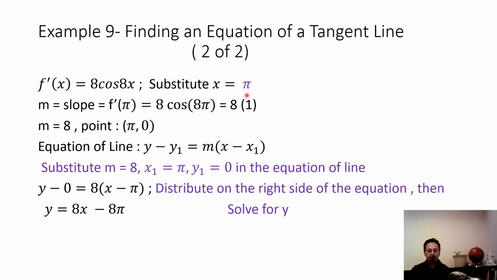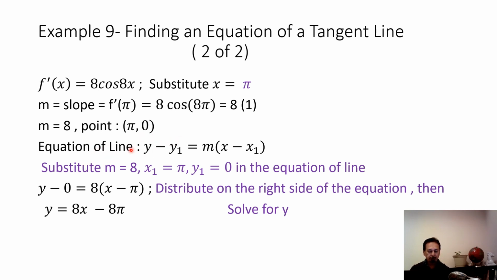So now we'll substitute x equals pi. So this becomes f prime of pi equals 8 times cosine 8 pi. And cosine 8 pi is 1. You can put it in the calculator. So it becomes 8 times 1, which is 8. So that's the slope. Now we have a slope of 8. The point is pi comma 0.